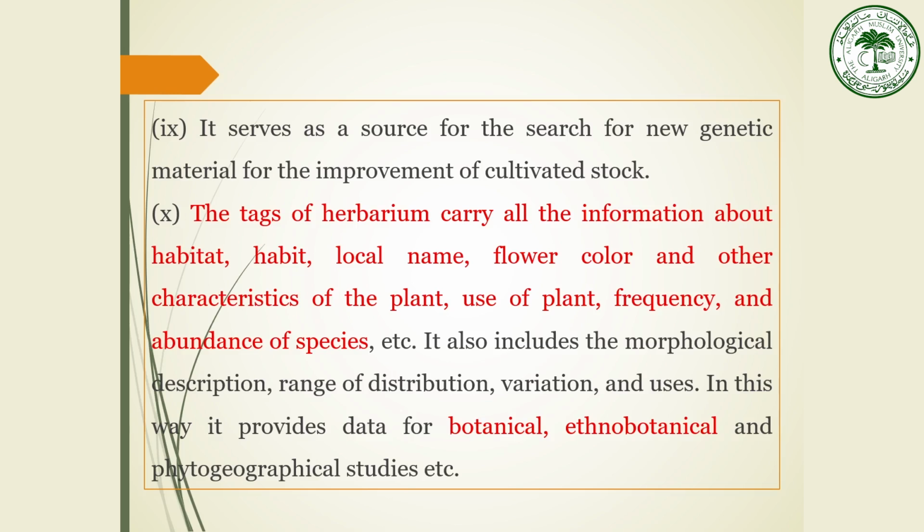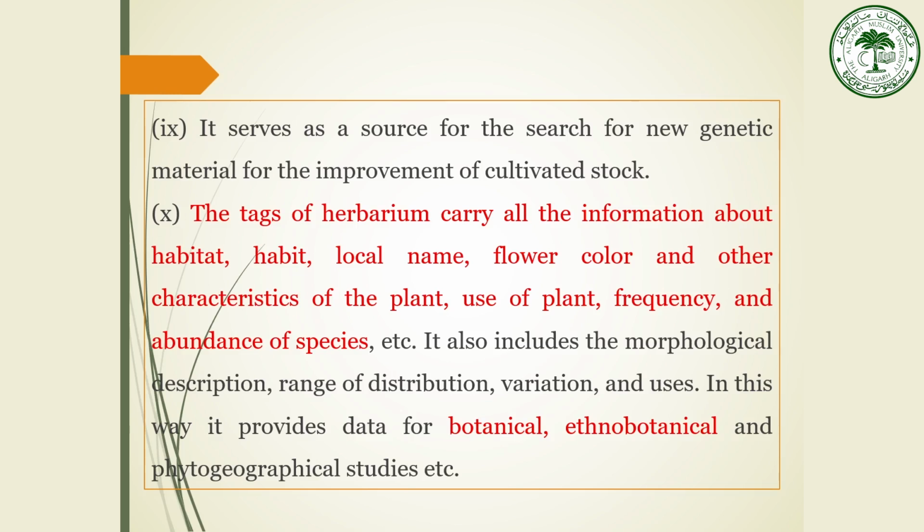Then it also serves as a source for research on new genetic material for the improvement of cultivated stock. Then the tags of the herbarium carry all the information about the habitat, habit, local name, flower color, and other characteristics of the plants, and that is used for plant frequency and abundance of species, etc. So it also includes the morphological distribution, range of distribution, variation, and uses. It is very important for botanical, ethnobotanical, and phytogeographical studies of those particular plants.